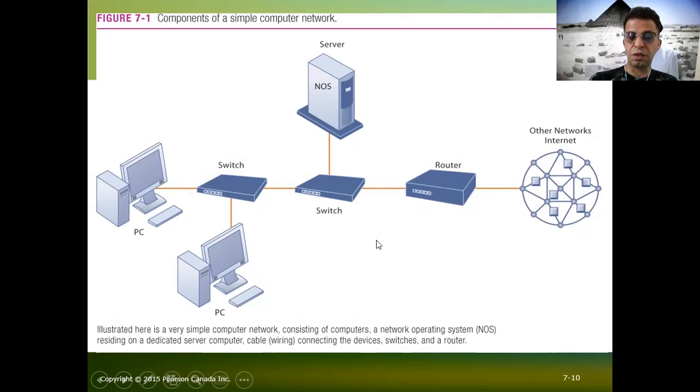To illustrate, here is a very simple computer network consisting of computers, a network operating system or NOS resident on a dedicated server computer. Usually these days, the NOS is part of your PC or laptop. Then cable wiring, which is this part, connects the devices, switches, and routers.